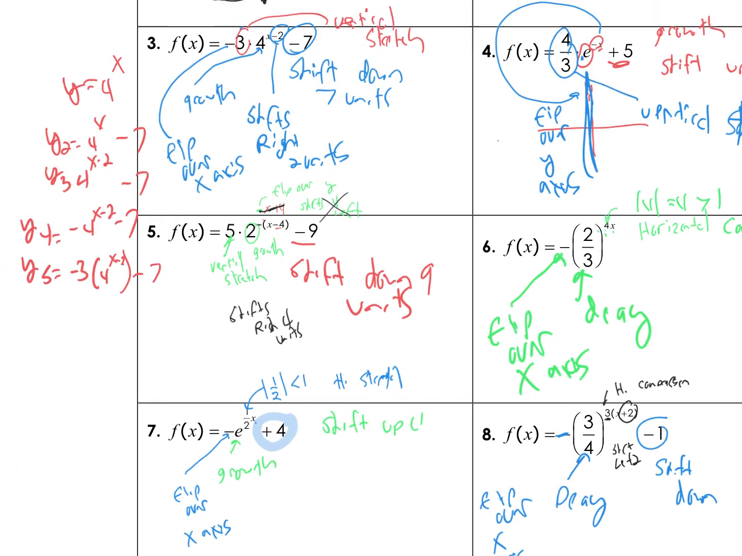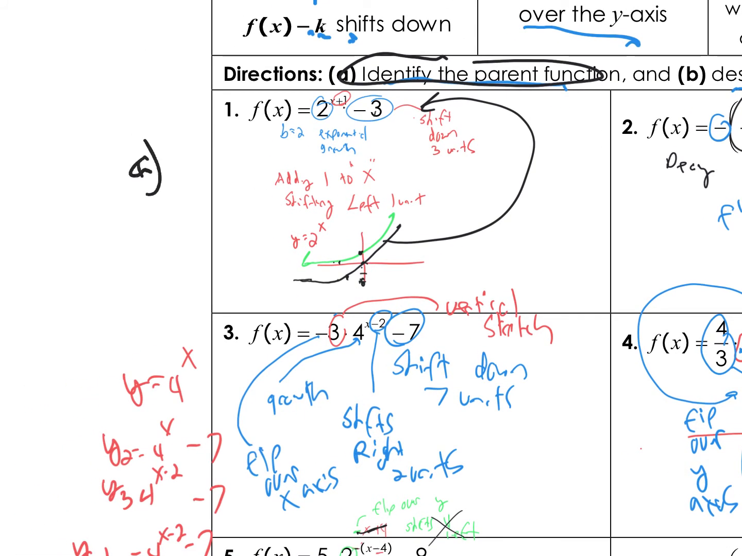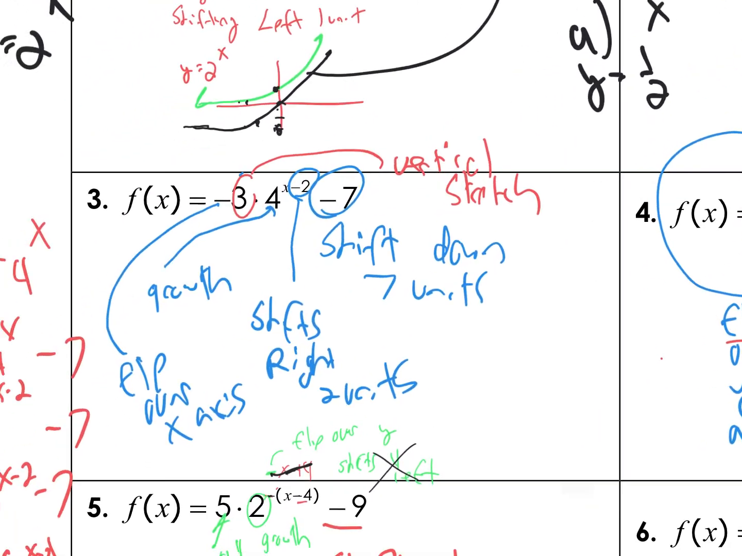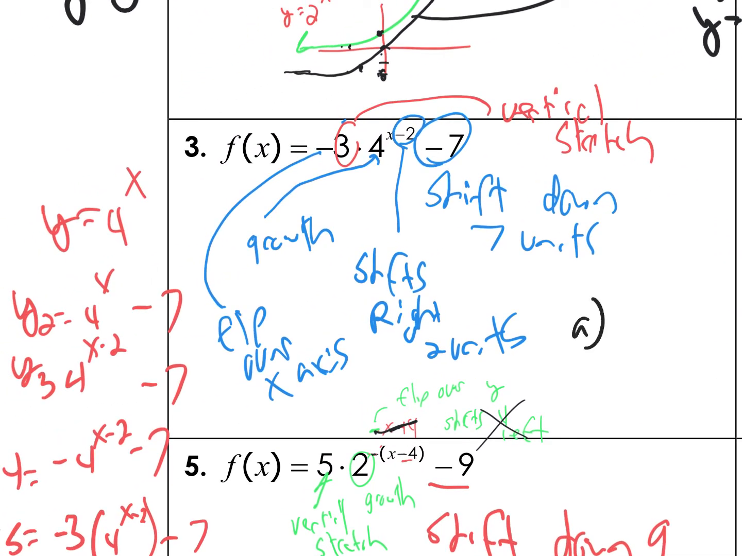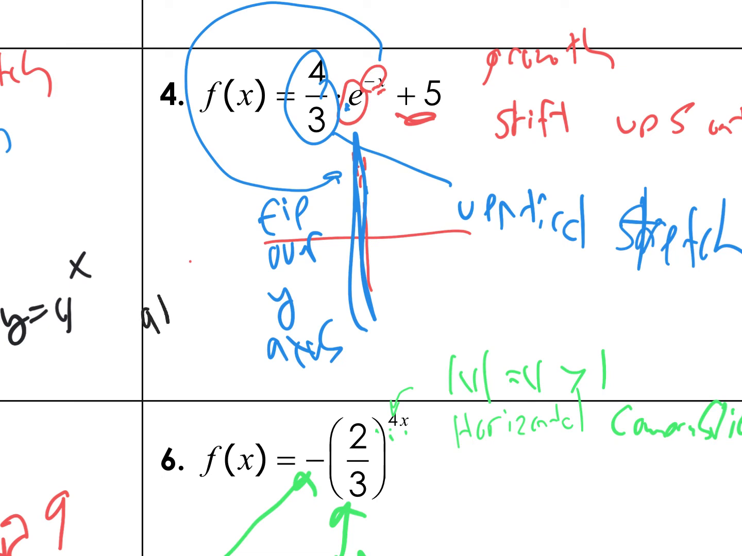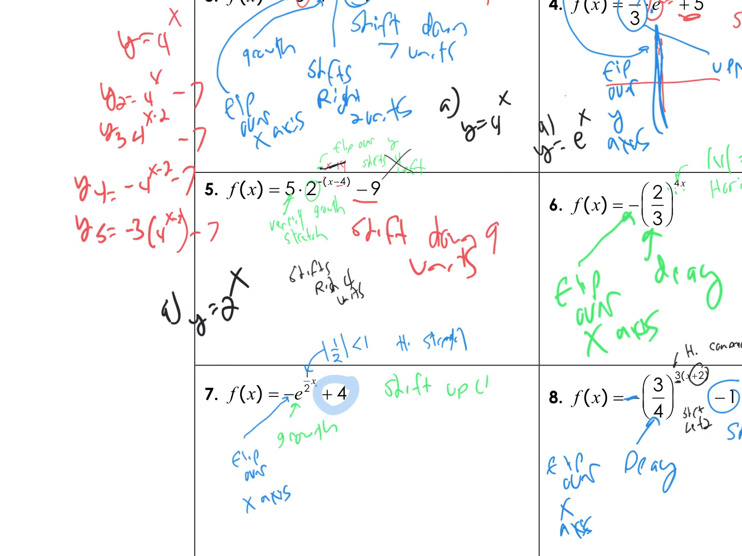Okay. And in every one of these, what I didn't do, it said identify the parent function. So step A should have been the parent function. The parent function of this was y is 2 to the x. The parent function for this is y is 1/2 to the x. The parent function for number 3 was y is 4 to the x. And number 4, answer A would be y equals 2 e to the x is your parent. Everything else added to it was shifting it, changing it, transforming it. A for number 5 was y is 2 to the x. I think you got the point. It's the next page.